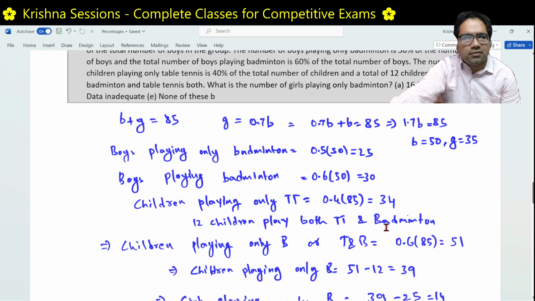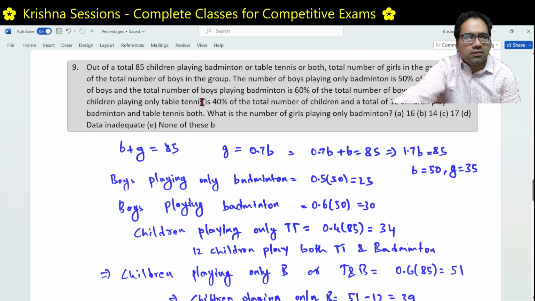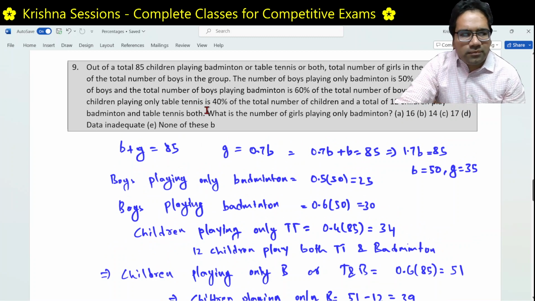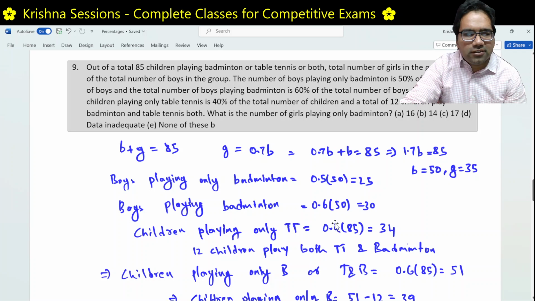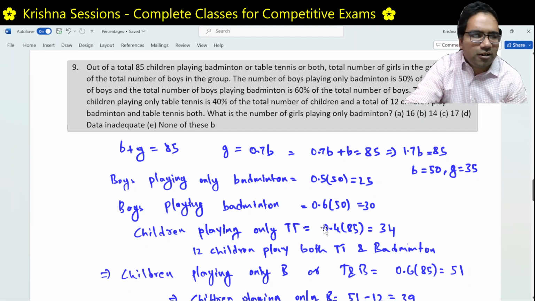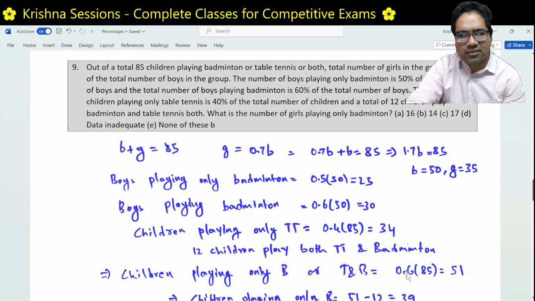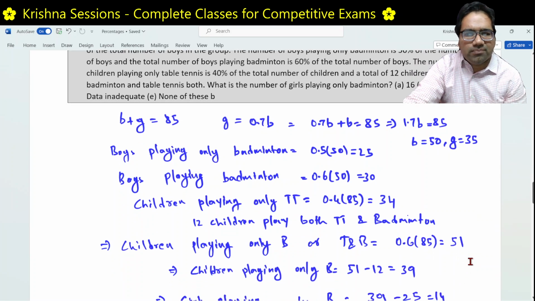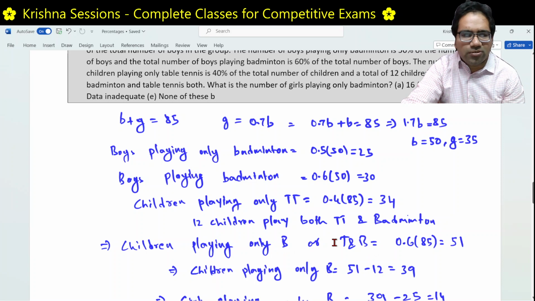Right. So what does that mean? The remaining 60% are playing only badminton or both badminton and TT, while 40% are playing only TT. That is 0.6 into 85, or we can say 85 minus 34, which is equal to 51, right? These 51 are playing only badminton or both badminton and TT together.